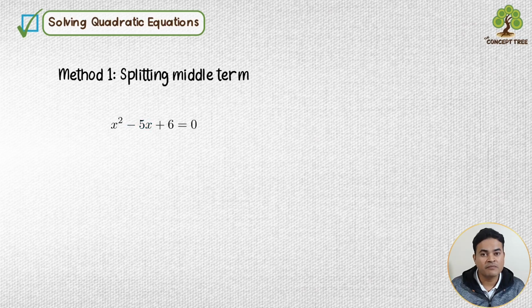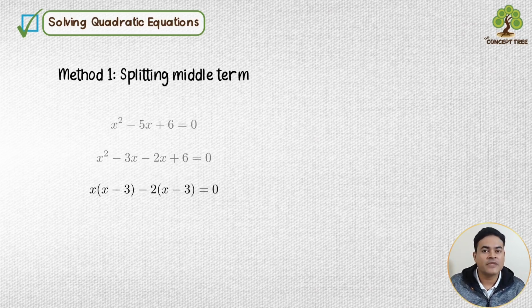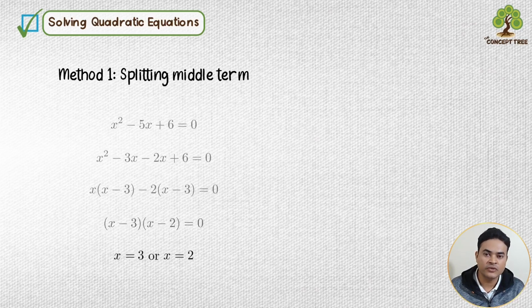So if we split minus 5, we can say x square minus 3x minus 2x plus 6 equal to 0. That is the split. Now if we take common values, we get x times x minus 3 minus 2 times x minus 3. We can see that x minus 3 is common to both the terms. So we take it common and we get x minus 3 multiplied by x minus 2. Now two brackets multiply and yield 0. That means either x can be equal to 3 or x can be equal to 2. These are the solutions to our quadratic equation.